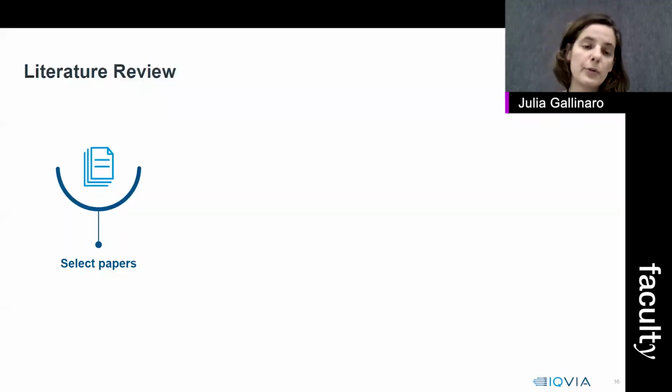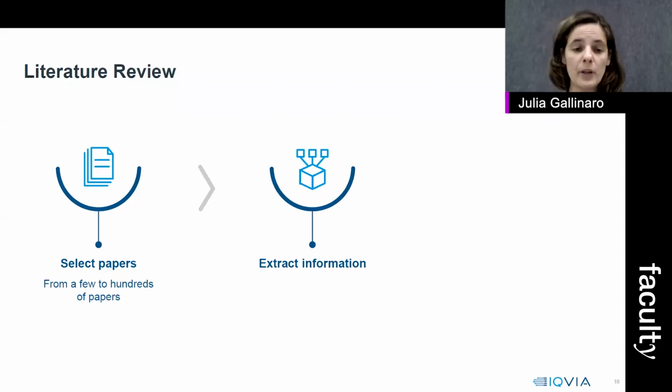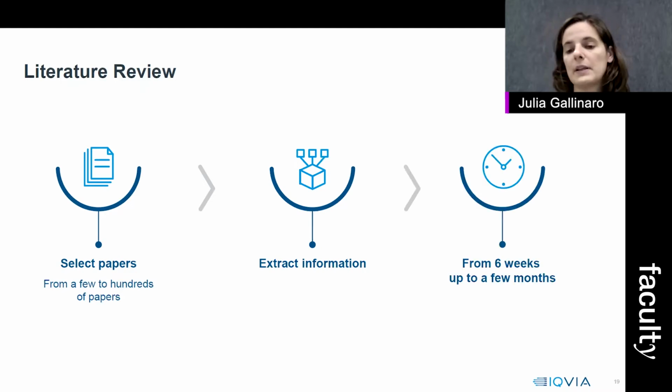So a literature review can be explained in two steps. First, there is a step of selecting papers which are relevant for a certain topic. There could be from a few to hundreds of papers selected for a literature review. And then from these selected papers, it is necessary to extract information. And the whole process can take from 6 weeks up to a few months.